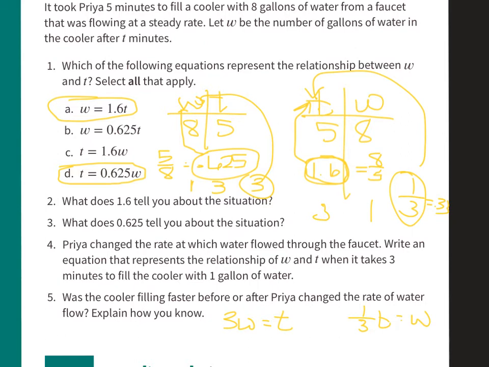Well, if we look here, we have 1.6 and we have 1/3. Well, which number is bigger, 1.6 or 1/3? Well, 1.6 is bigger, so it's filling faster. This is taking 1/3 of the time, so it's going slow.